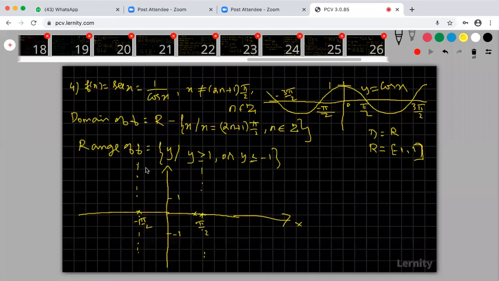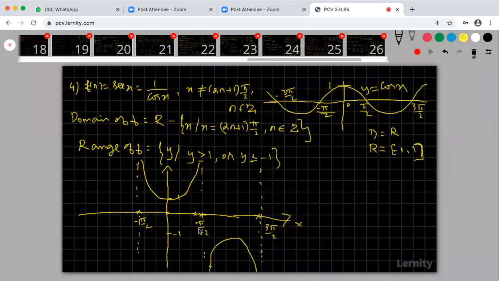So the reciprocal of cos x is coming like that. This curve is cos x and this curve is secant x, the reciprocal of cos x, for the interval minus pi by 2 to plus pi by 2. Coming to pi by 2 to 3 pi by 2, the curve is coming like that. This is taken as 3 pi by 2. So your secant x curve is coming like this.